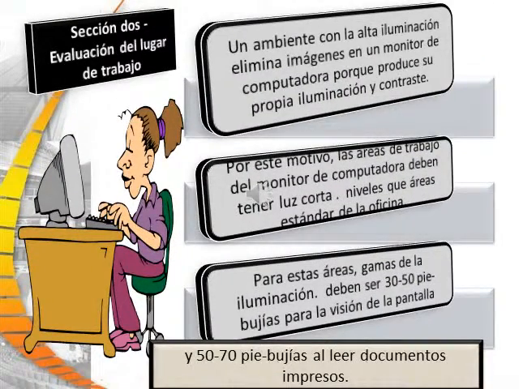An environment with a high illumination washes out images on a computer monitor because it produces its own illumination and contrast. For this reason, computer monitor work areas should have lower light levels than the standard office areas. For these areas, illumination ranges between 30 to 50 foot candles for screen viewing and 50 to 70 foot candles when reading printed documents.